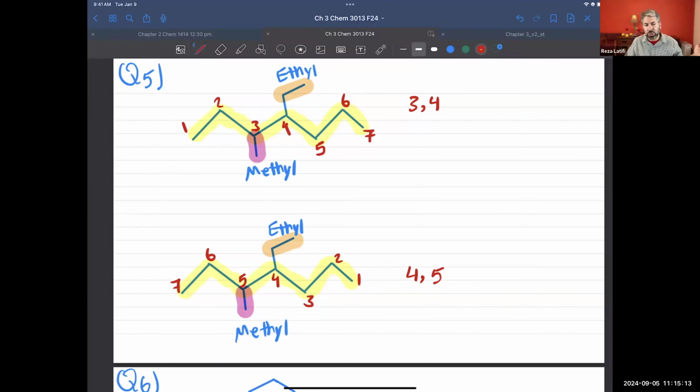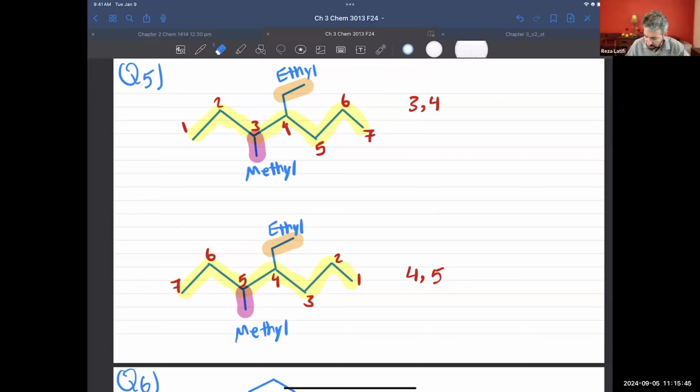We decided to label them from the left side. We got 3 and 4 for the substituents. If you start from the right side, you will get 4 and 5 for the substituents. 45 is bigger than 34, so 34 will be the correct way to label. How did we get it? You have to label it from the left side.